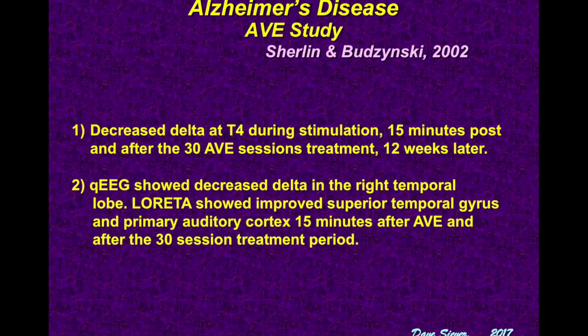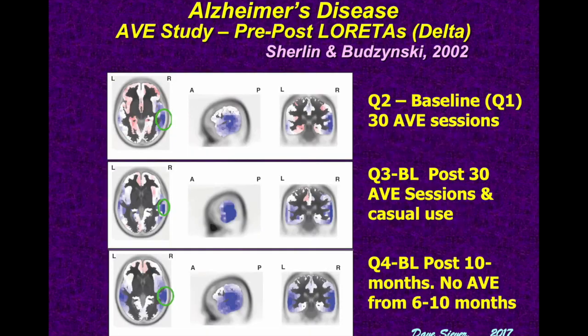Her QEEG showed decreased delta in the right temporal lobe primarily at the onset, and that was her worst temporal lobe, but later on the delta across the entire brain continued to go down. Loretta showed improved superior temporal gyrus and primary auditory cortex, also after entrainment and after the 30-session treatment period.